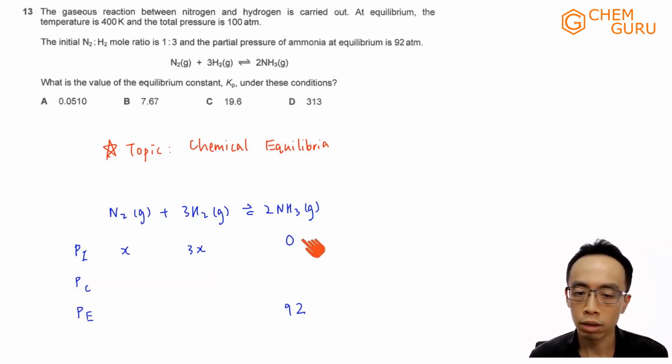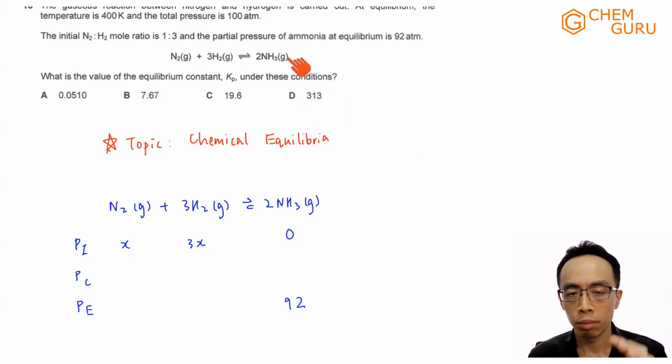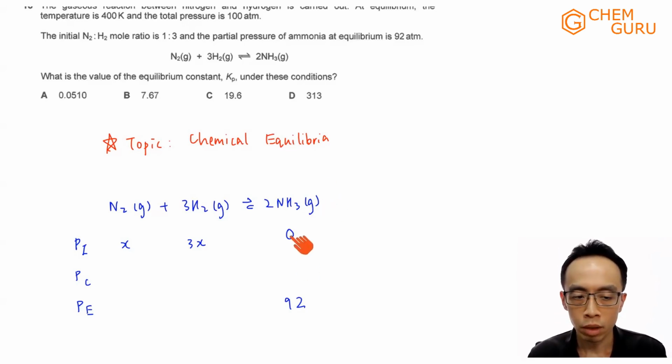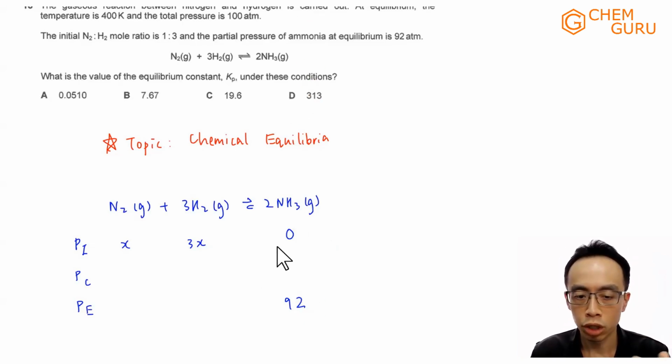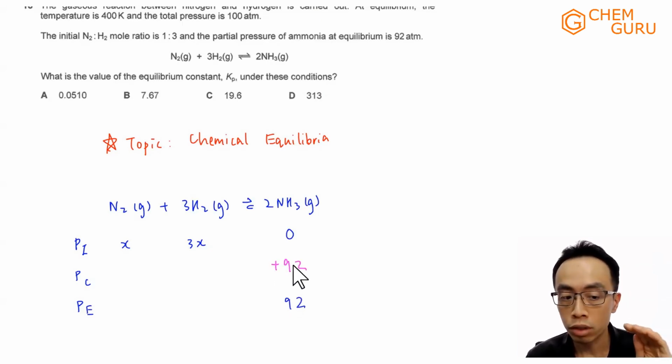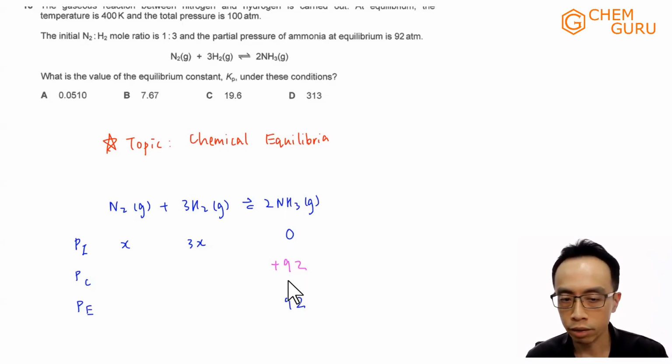At the beginning, there's no product, so ammonia amount is going to be 0. And at equilibrium, the question did give me the partial pressure for ammonia to be at 92. So partial pressure for ammonia is 92 at equilibrium. So we have enough information to fill up this ICE table. What I can do is I can try to fill up one of the change values for ammonia. Initial 0, equilibrium 92. So obviously this change in the partial pressure for ammonia is going to be a plus 92.